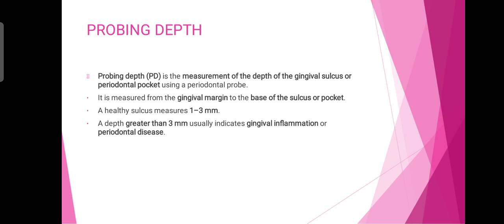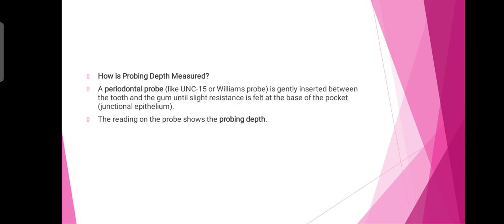A healthy sulcus measures 1 to 3 millimeters. A depth greater than 3 millimeters usually indicates gingival inflammation or periodontal disease. How is probing depth measured? There's a periodontal probe, like the Williams probe. It is gently inserted between the tooth and gum until slight resistance is felt at the base of the pocket. That slight resistance is the junctional epithelium. The reading on the probe shows the probing depth.